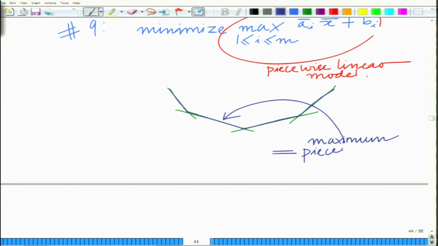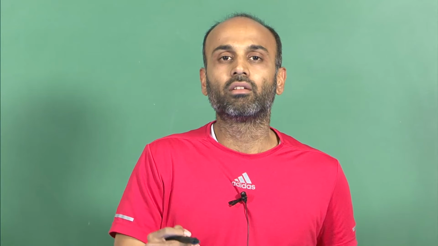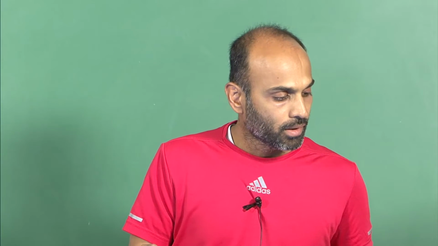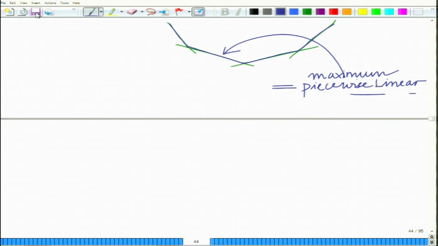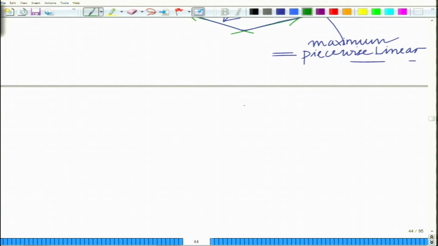So, this is the maximum, which you can see is not exactly linear; it is piecewise linear. In each segment you have a linear characteristic for this. And now what we want to do is minimize this.